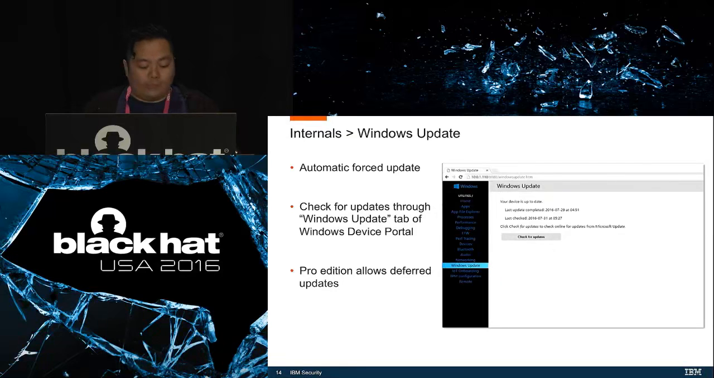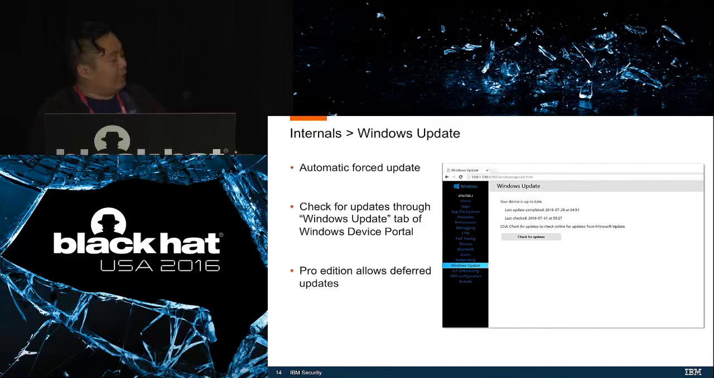But if you want to do so, there's a Pro Edition of Windows 10 IoT Core, but I think you need a license for that, and that enables you to have deferred updates. And you can check for the updates using the Windows Device Portal that I'm going to discuss later on. Here's the screenshot for the update page.